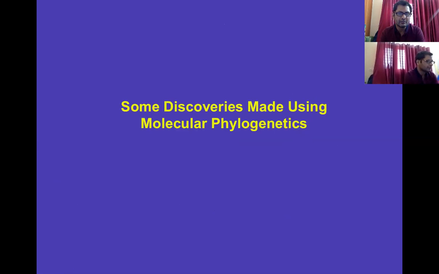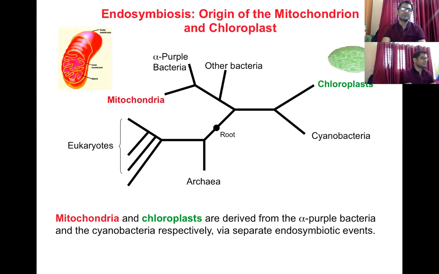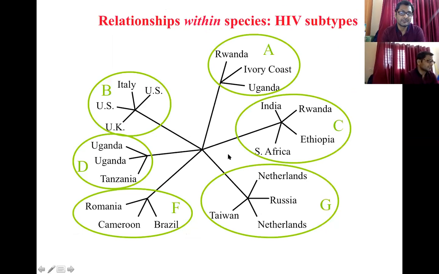Okay, so these are some discoveries which have been made because of phylogenetics, like endosymbiosis and the origin of mitochondria and chloroplast. We can show that mitochondria are very similar to alpha purple bacteria, and the chloroplast was very similar to the cyanobacteria. This can only be deduced with the help of phylogenetics, right?